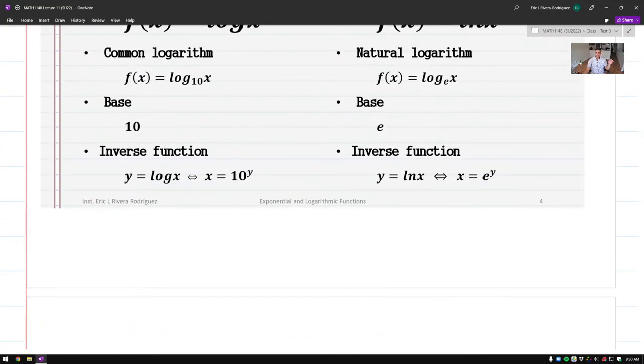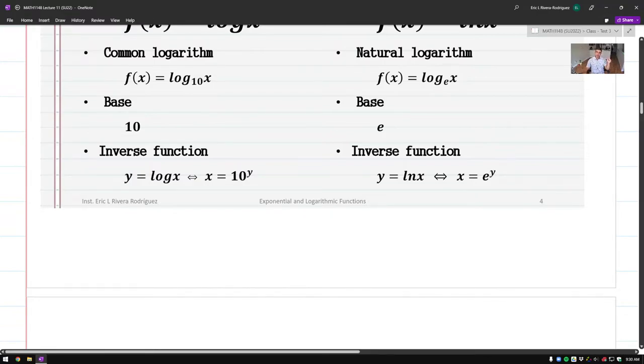E is a special value in math, as well as the value of pi. So e is another number that is important in math.